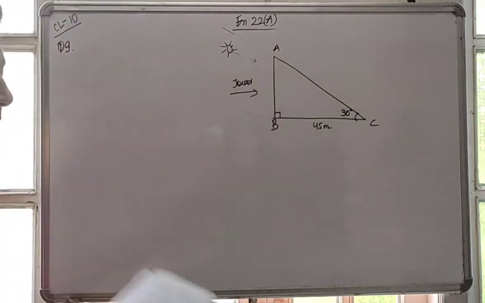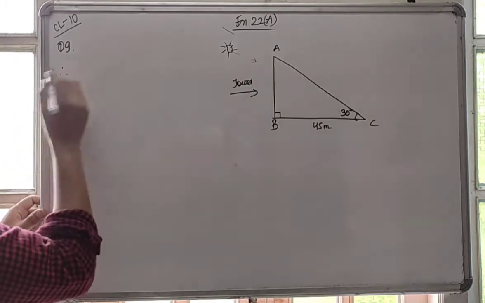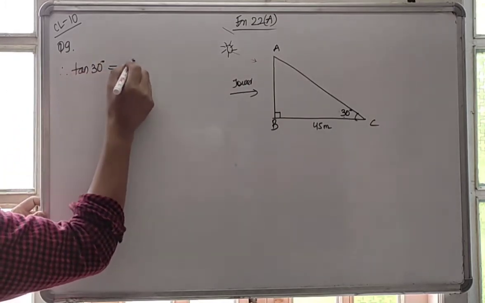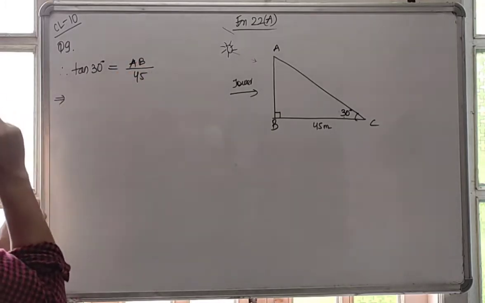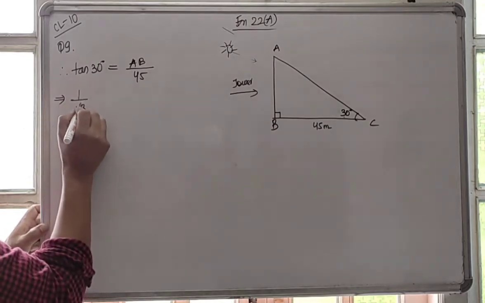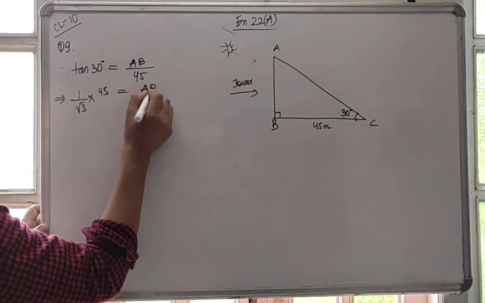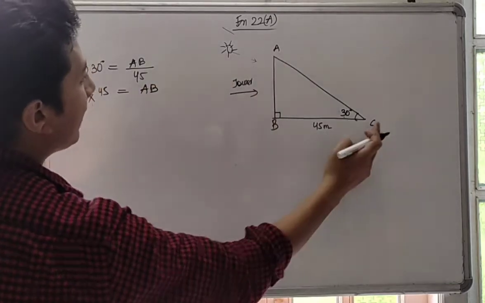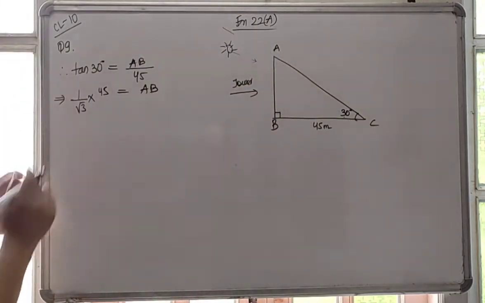So AB, let's find AB, boys. So height of the tower. So therefore out here in this triangle, if I use tan 30 degree, tan 30 degrees, again 1 by root over 3, right? So 1 by root 3 into 45 is equal to AB. Yes, 30 degree. Okay, so tan 30 degree is 1 by root over 3.